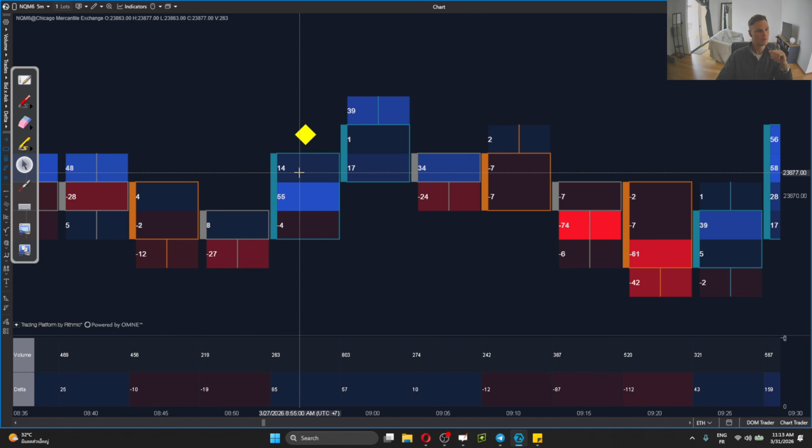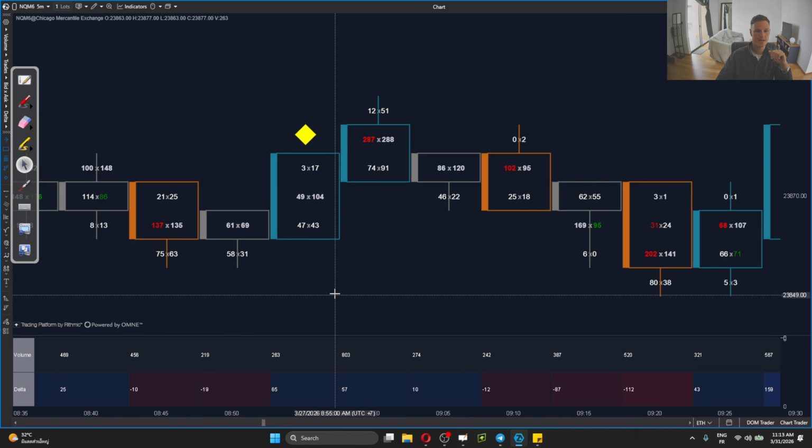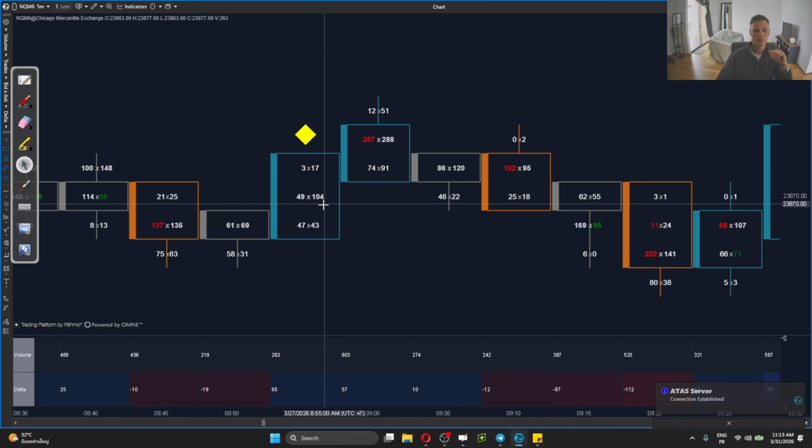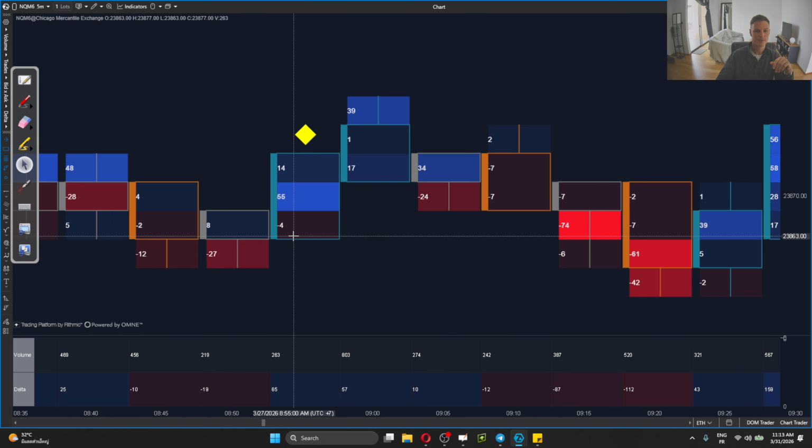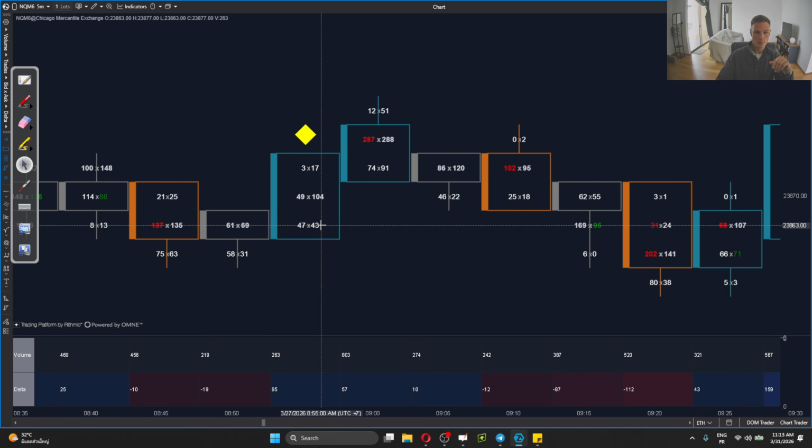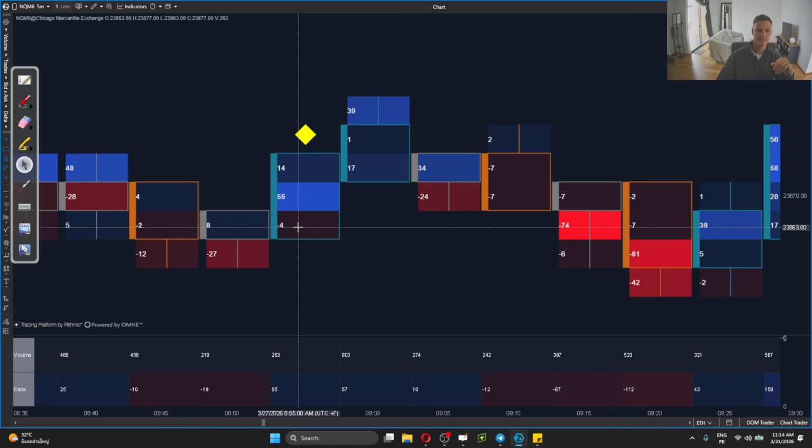17 minus 3. Let's look at the delta. 14. Okay, now here we have 55. Let's see. We go back to bid and ask. 104 minus 49 is what? That is 55. Here we have a negative delta example. Let's see what the numbers were. 43 buyers minus 47 sellers, we did get indeed minus 4 negative delta.